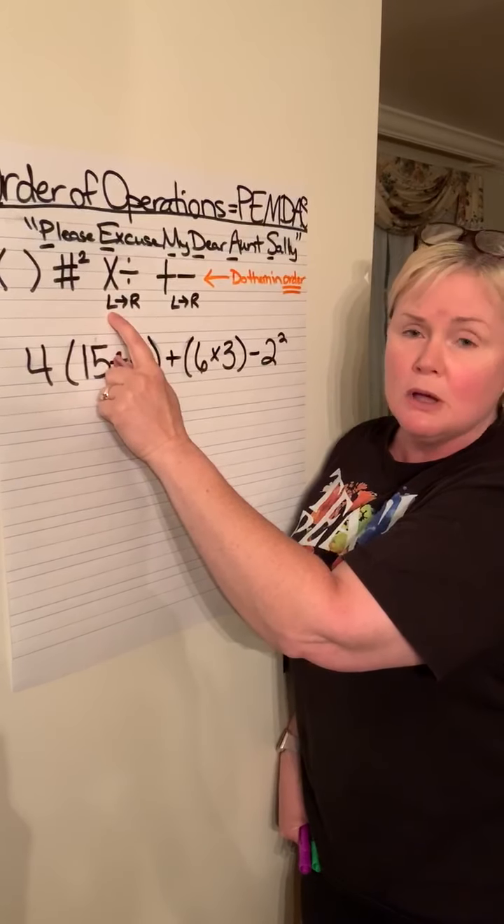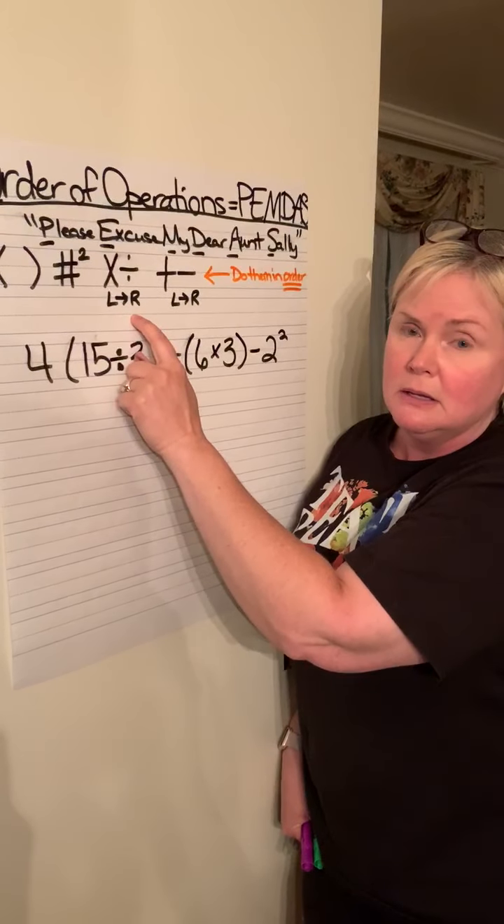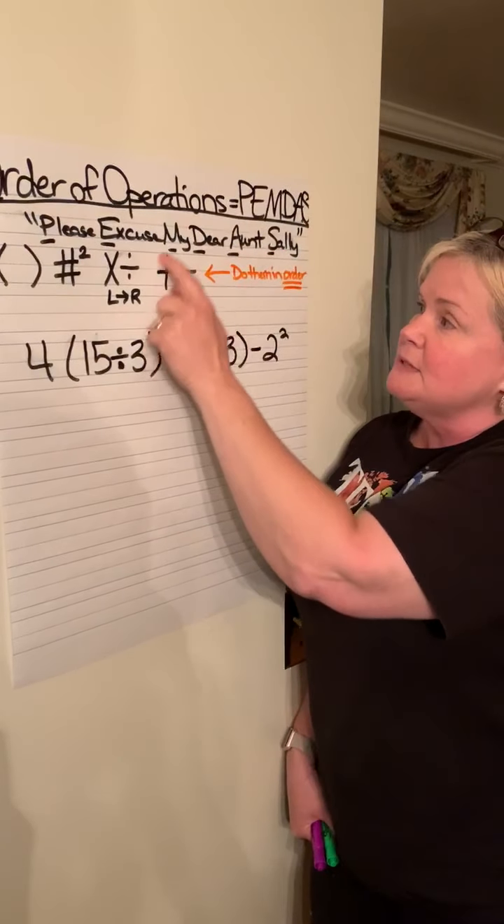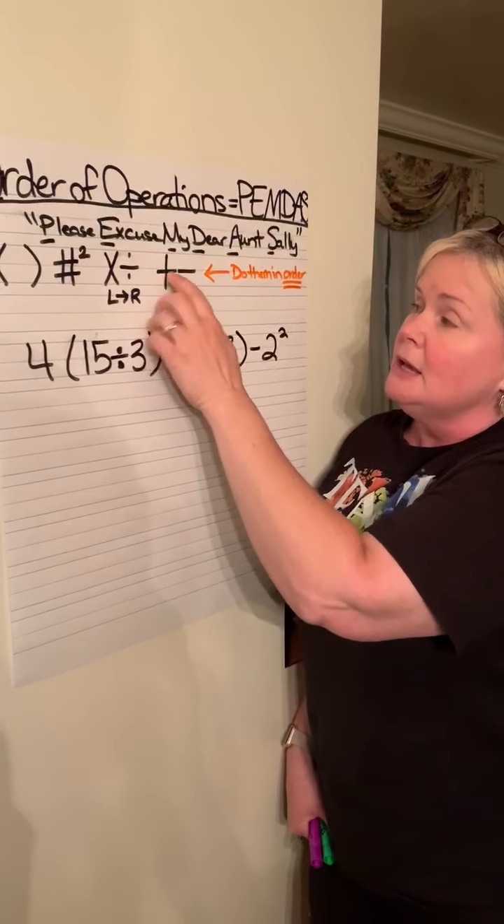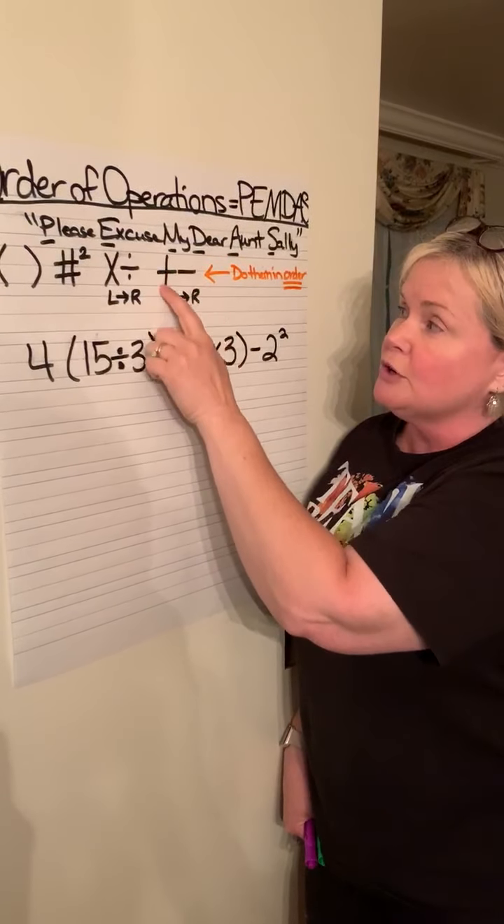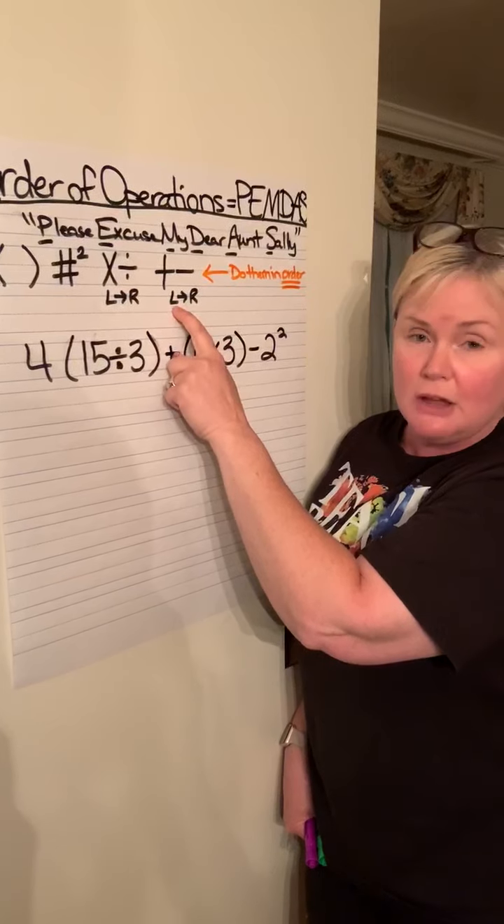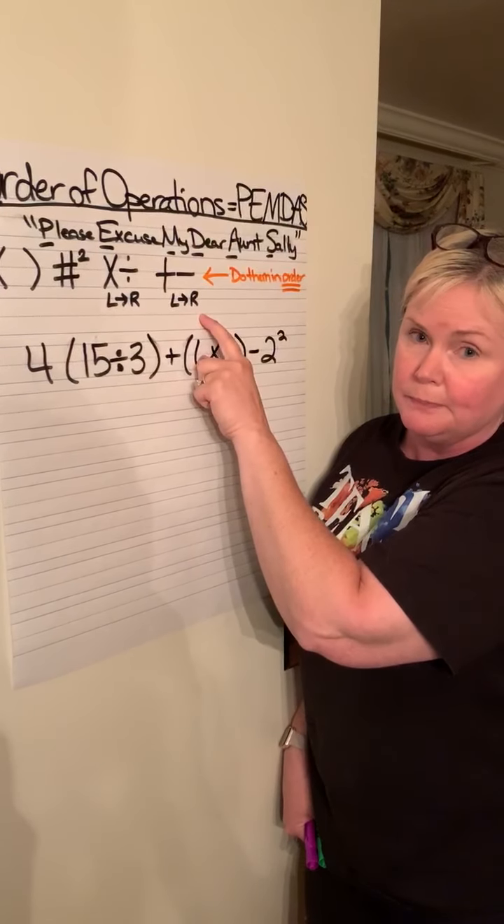Now these go together because you don't always have to do multiplication first. You do whichever one comes first, left to right. So that's the only tricky part. And then Aunt Sally, same situation with plus and minus. There may be a situation where you're going to do subtraction first before the addition because you do whichever comes first, left to right. Okay?